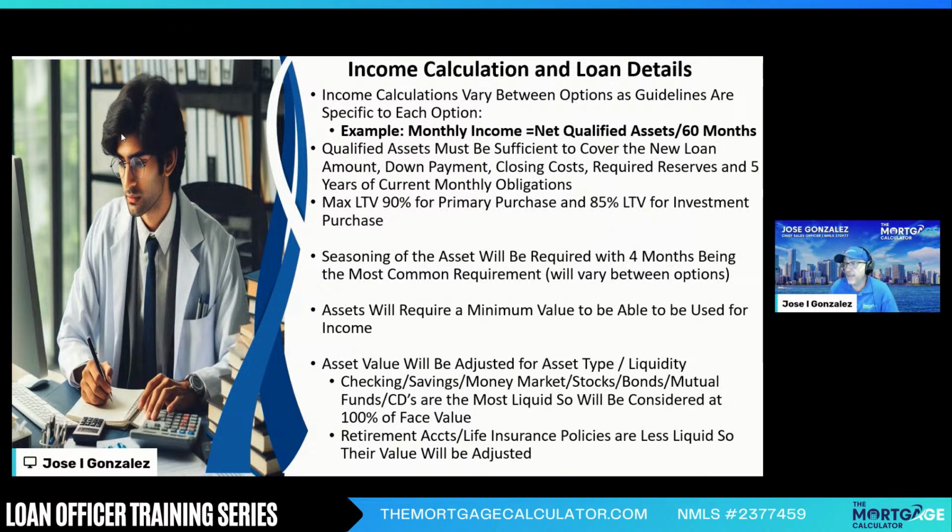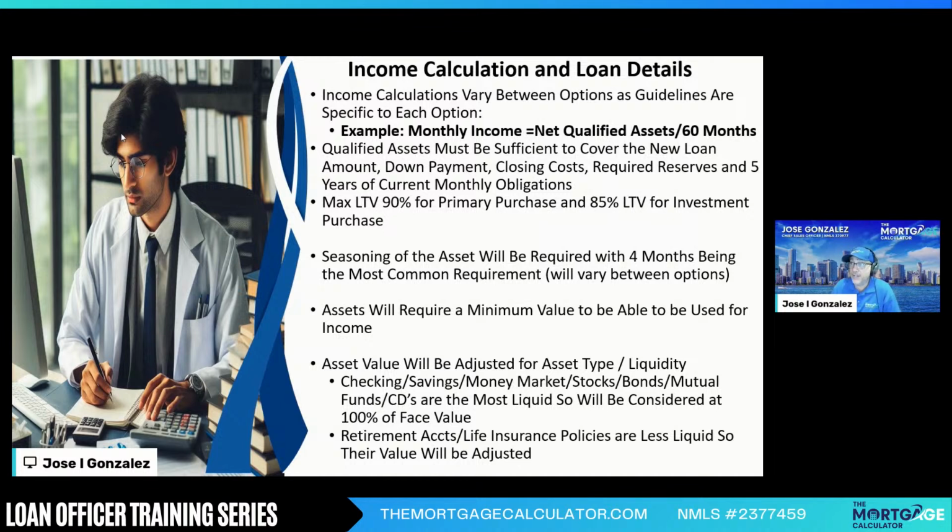Now, in the one that I reviewed this morning, it grants 100% to all of the components there: checking, savings, money market, and even stocks, bonds, mutual funds, and CDs are at 100%. But then retirement accounts and life insurance policies with a cash surrender value, which are definitely much less liquid, have an adjusted value. It could be 80% or it could be 70%. In the case of this particular option, it was 70%.